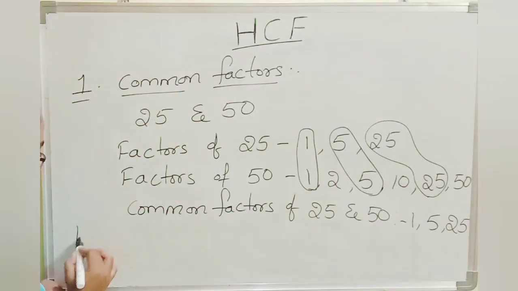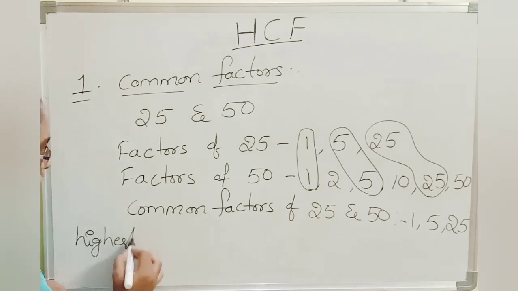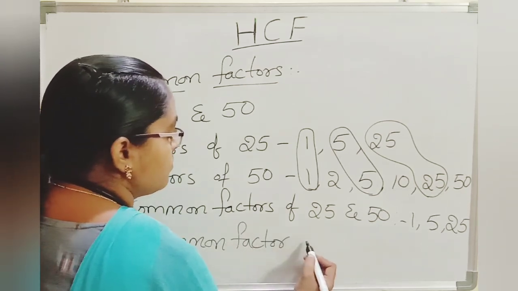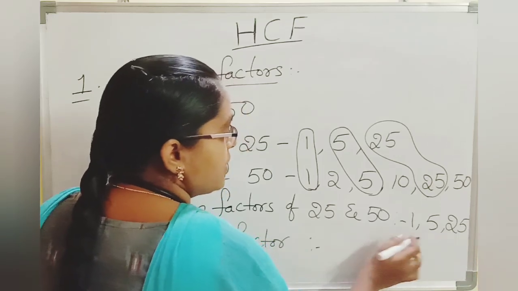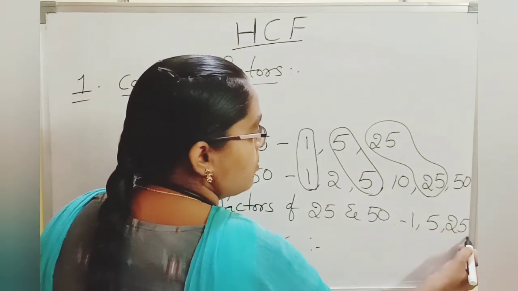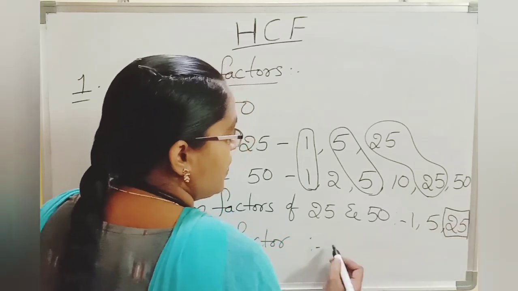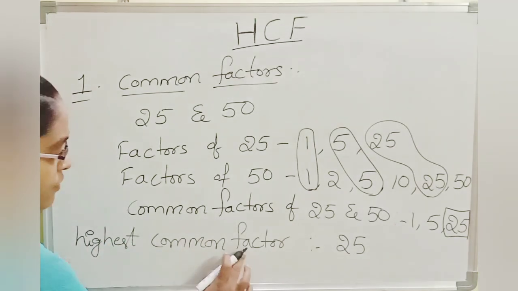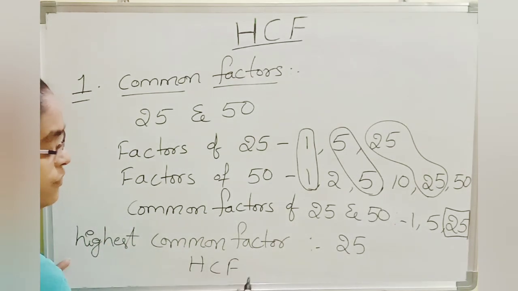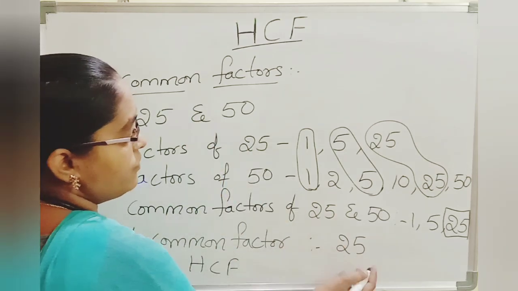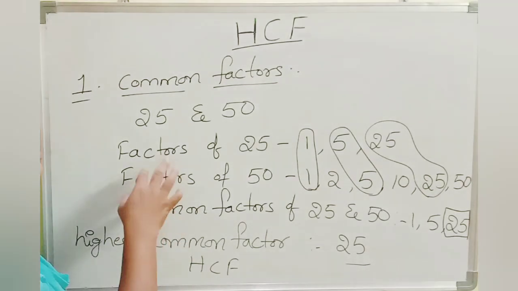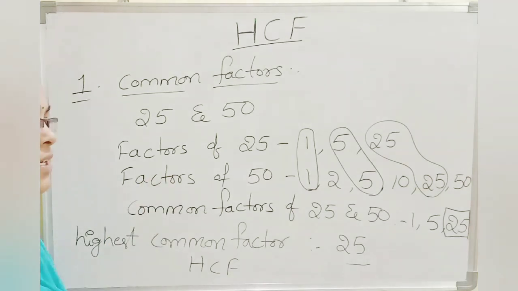So from these common factors, what do we want? The highest or greatest common factor. What is the highest number in these common factors? In 1, 5, 25, 25 is the highest. So highest common factor is nothing but HCF. So the HCF of 25 and 50 is 25. Like this we will find the HCF of the given numbers by using common factors. Not only for two numbers, for any number of numbers we can find the HCF by using this method.